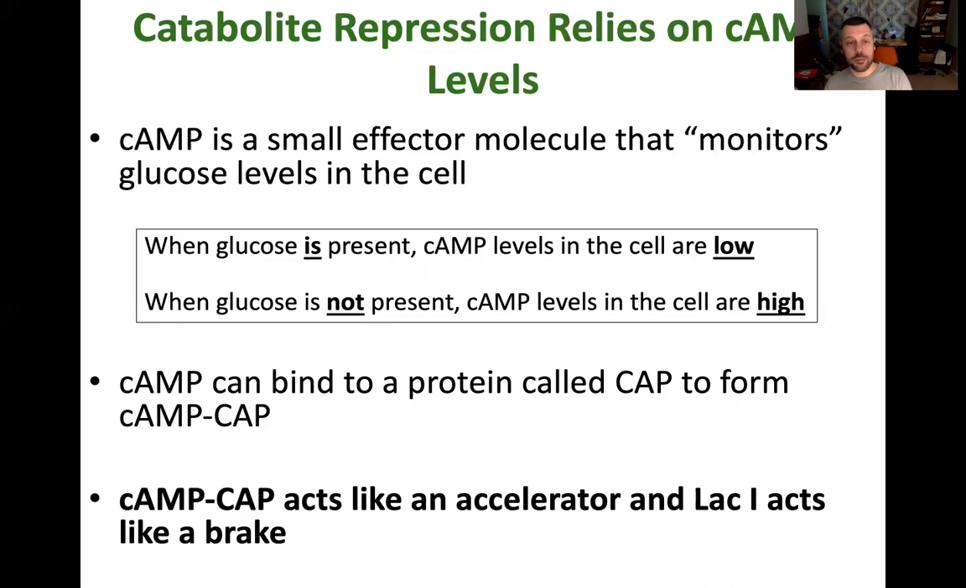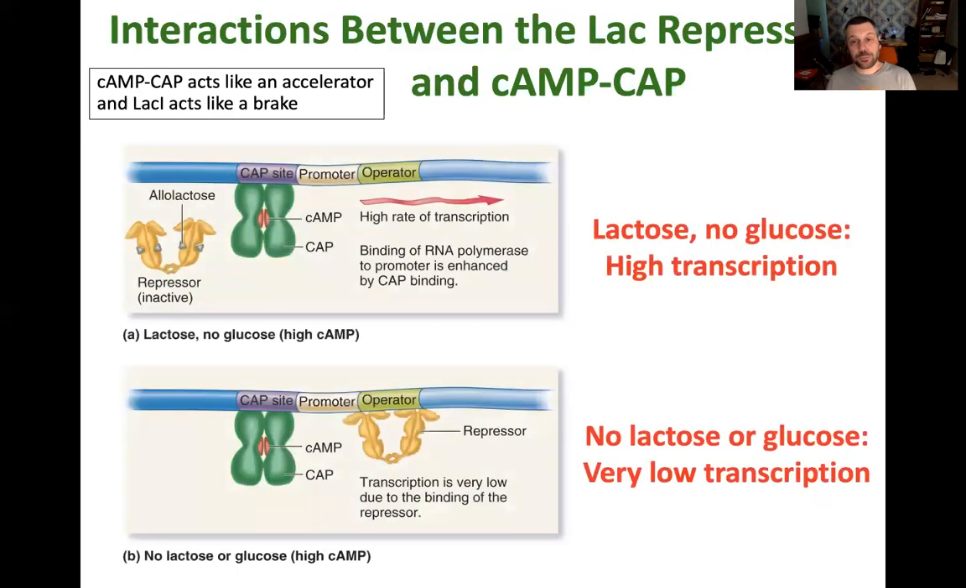So remember these two facts. One fact is that when glucose is present, cAMP levels are low. They're driven down in response to glucose. And when it's not present, they go up. So look at the top part of this slide for a second, and you'll see what happens. The situation is shown on the right. Lactose is present, no glucose is present.